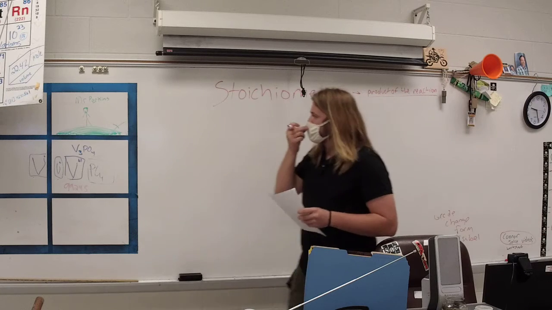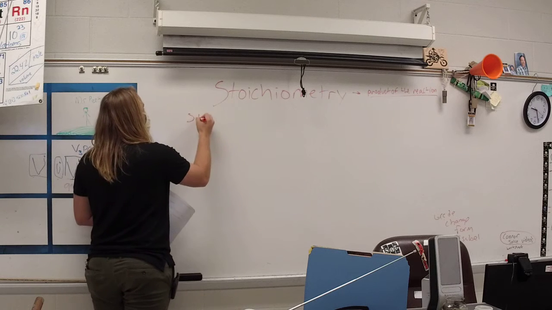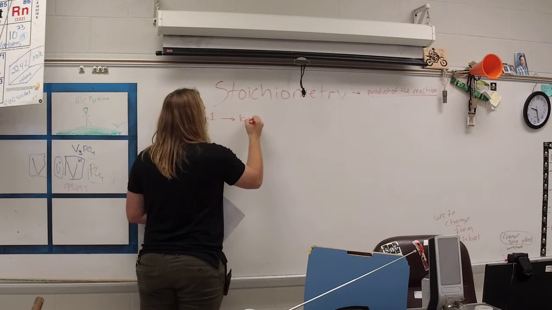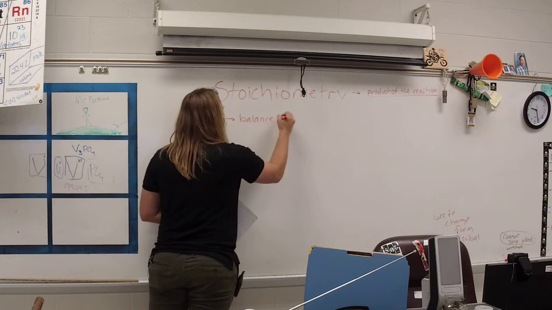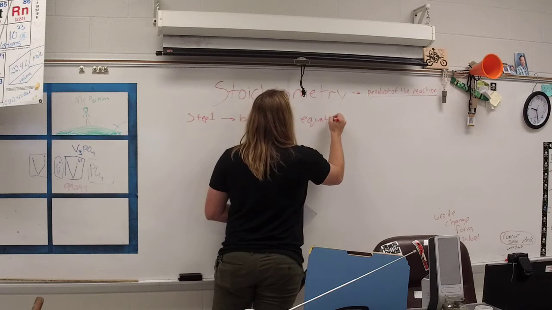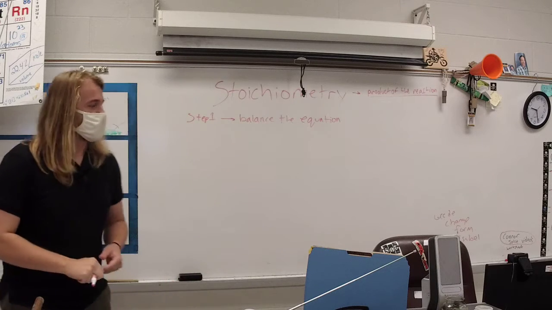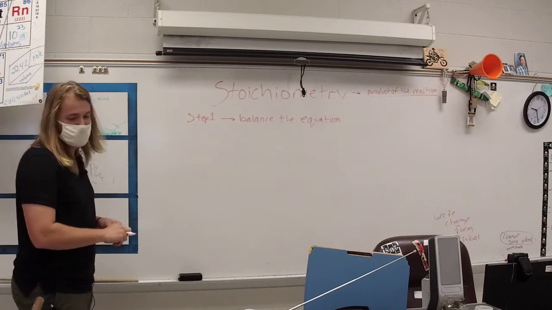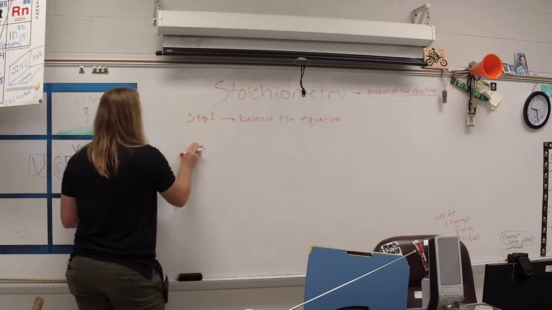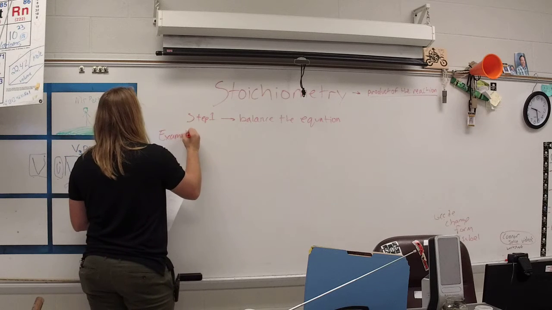Step 1 to stoichiometry, like everything in chemistry, is to simply balance the equation. You guys have been balancing equations for like a month and a half now, so you should be pretty good at this. So let's start off with an example real quick. You can write this down too if you want to. Example, follow along.